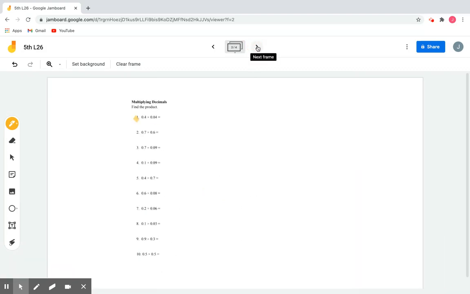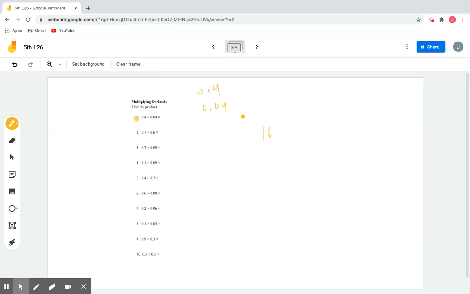And the next one is multiplying decimals. So as I said in the video for lesson 25, when I multiply decimals, I'm going to take out the decimal point first. Okay, so we have 0.4 and then 0.04. But I'm going to take out the decimal point, so it's going to be just 4 times 4. And 4 times 4 is 16.